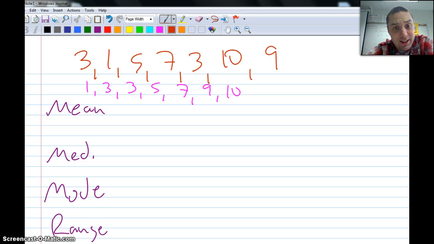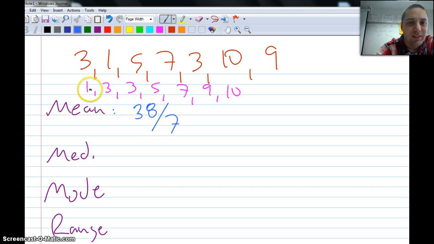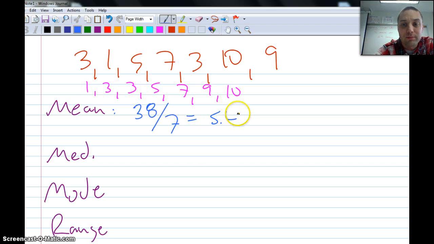Okay, let's check in and see how you did. So first thing I did, put the numbers in order. To find the mean, you add them all up. I got 38 when I added them up. There are 7 numbers there, right? 1, 2, 3, 4, 5, 6, 7. 38 divided by 7 is 5.4.